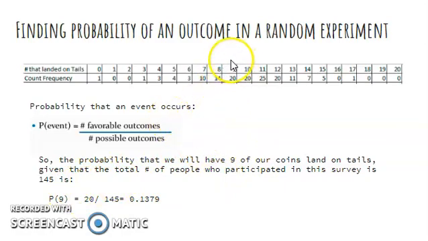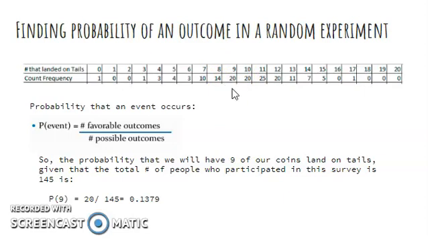So we have to look at the table here. It says 9. The number that landed on tails is 9. And we look down and we see that the count frequency is 20, which means that there are 20 people who had 9 of their 20 coins land on tails.